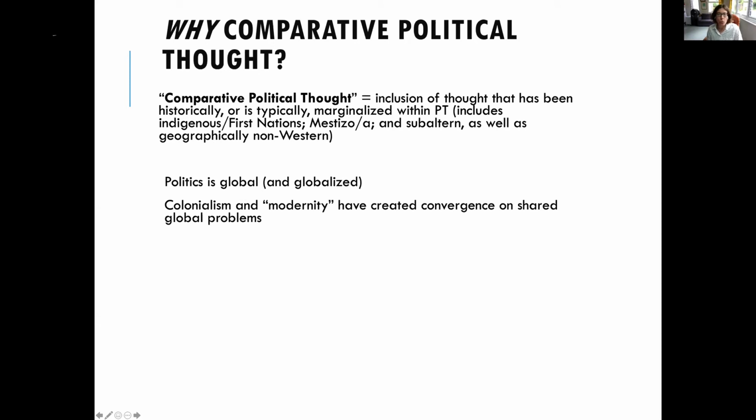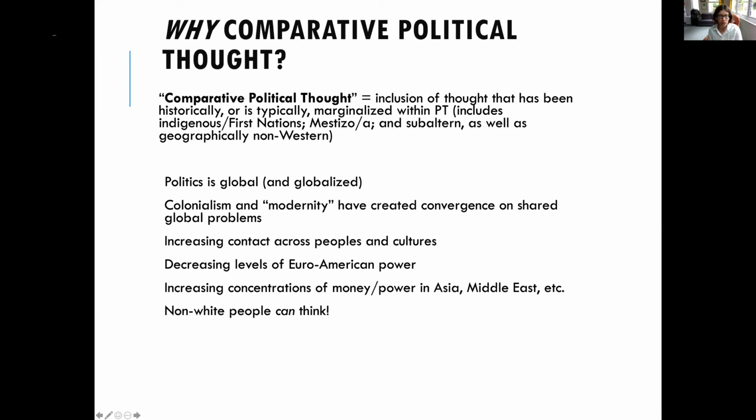We might argue that colonialism, the historical fact of colonialism and the rise of modernity, however you define that, have actually created convergence on a set of shared global problems. And there's a number of comparative political theorists, including Roxanne Ubben and Lubna El-Amin, who've argued something along these lines. We could also say that increasing contact across peoples and cultures makes it necessary for us to take seriously the possibility that political theory needs to learn from culturally different others.